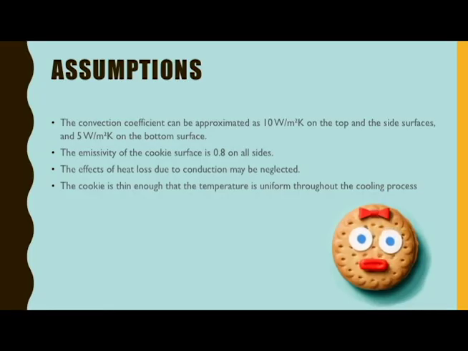Before we could solve the problem, we had to make some assumptions. The first assumption we made was that the convection coefficient was approximately 10 watts per meter squared times Kelvin on the top and for the side surfaces. Next, we assumed that the convection coefficient for the bottom surface was approximately 5 watts per meter squared times Kelvin. After that, we assumed that the emissivity of the cookie surface was 0.8 on all sides. Additionally, we neglected the effects of heat loss due to conduction. Finally, we assumed that a cookie is thin enough to maintain a uniform temperature throughout the cooling process.